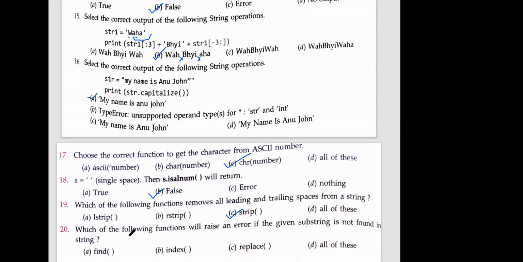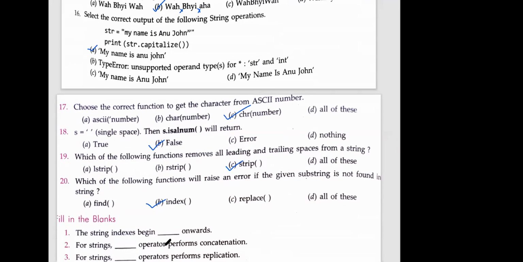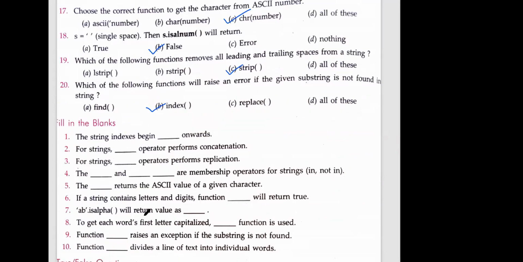Index. Fine, we have already discussed that the index function will give you an error if the information is not there in the list. Okay, then we have so many fill-ups. The very first is, let me know the answers. The string index begins with? 0. It will always start with the 0 index.